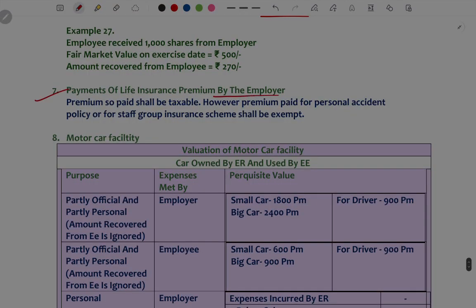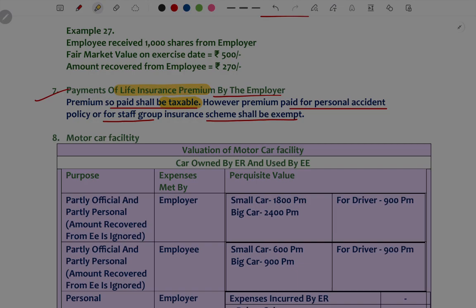Payment of life insurance by the employer. Premium so paid shall be taxable. However, premium paid for the personal accident policy or staff group insurance shall be exempt. It says that if your employer is paying your life insurance premium, that would be taxable. Means if your employer is paying the life insurance premium, it would be taxable.